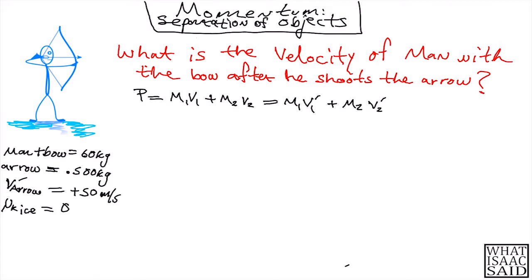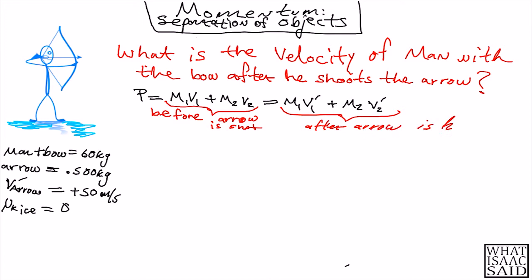So, in other words, this side of my equation represents before the arrow is shot, and this side represents my momentum after the arrow is shot. So I'm going to plug in my numbers.